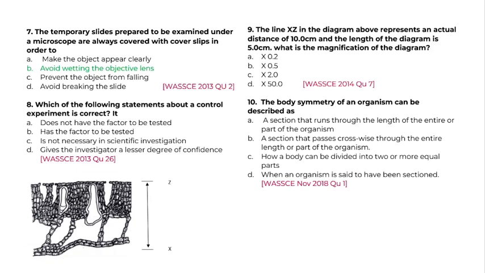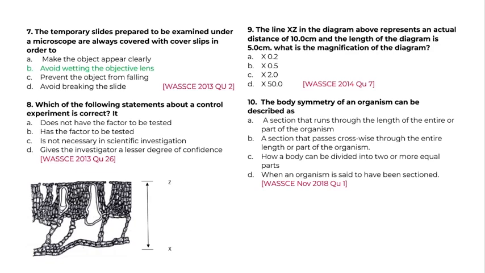Gives the investigator a lesser degree of confidence. Now, the main reason why we have a control experiment is to be able to make accurate judgment using a control experiment. So the factor to be tested needs to be present in both the control experiment and the actual experiment. The only difference is that the conditions for the actual experiment will be deprived of in the control experiment to use that as a measure.